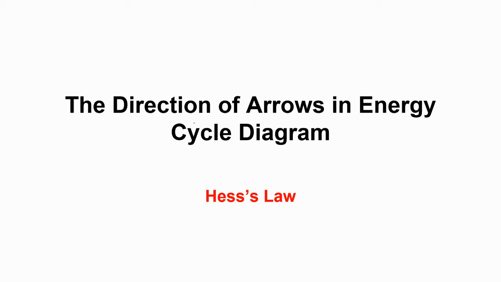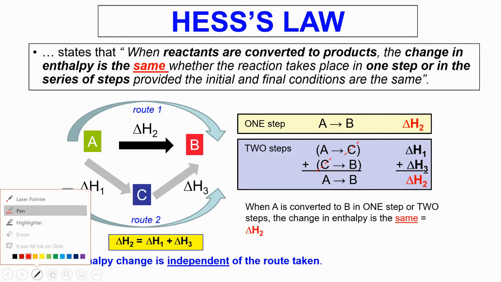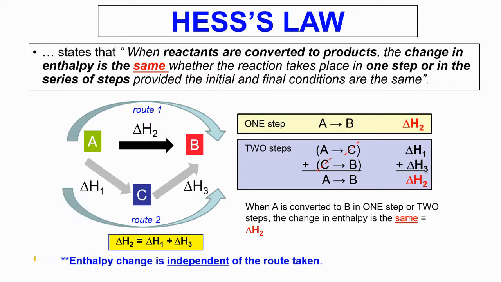Okay, I would like to continue with highlighting how to draw the arrows in the energy cycle diagram for Hess's law. One thing that I would like to highlight here is that the enthalpy change for route 1 is equal to route 2, although in route 2 you need to add up enthalpy 1 and enthalpy 3. So you can see here enthalpy 2 equals enthalpy 1 plus enthalpy 3.